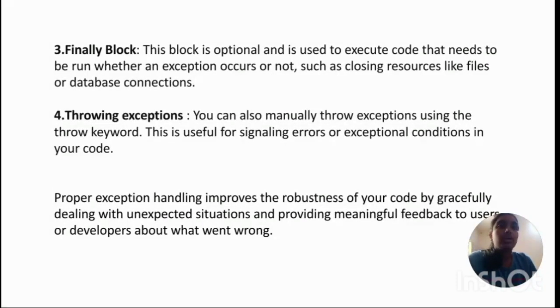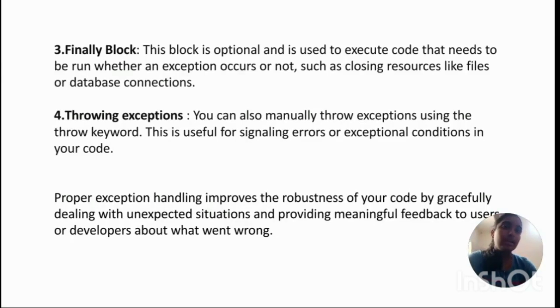Finally block. This finally block is exceptional and is used to execute code that needs to be run whether an exception occurs or not, such as closing resources like files or database connections. Throwing exceptions: you can also manually throw exceptions using the throw keyword. This is useful for signaling errors or exceptional conditions in your code.